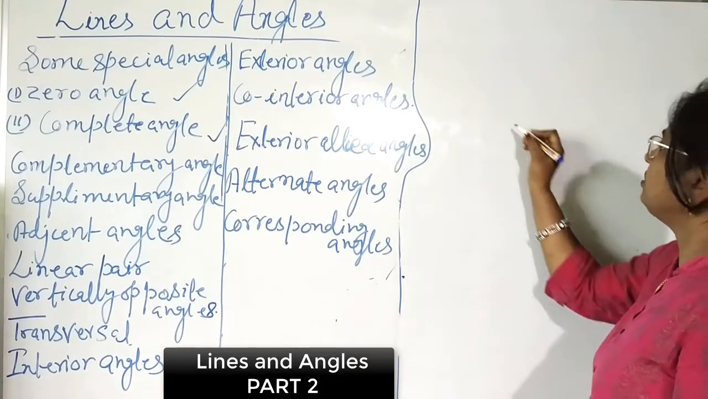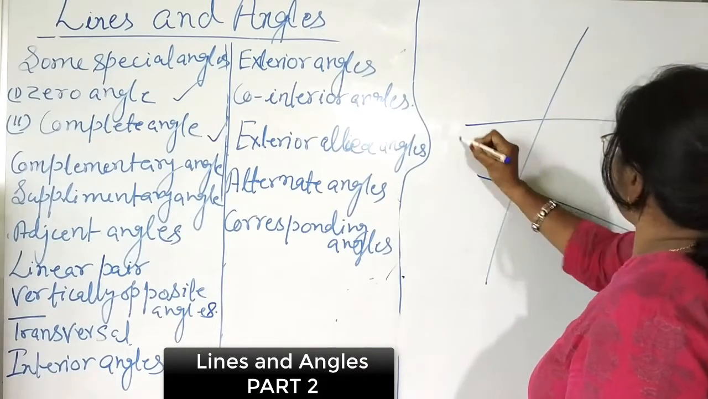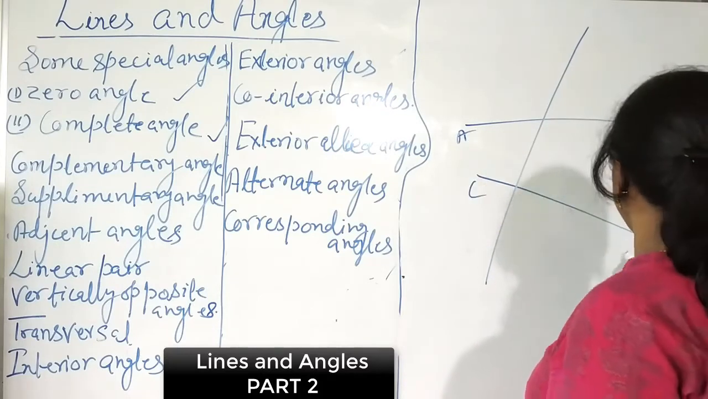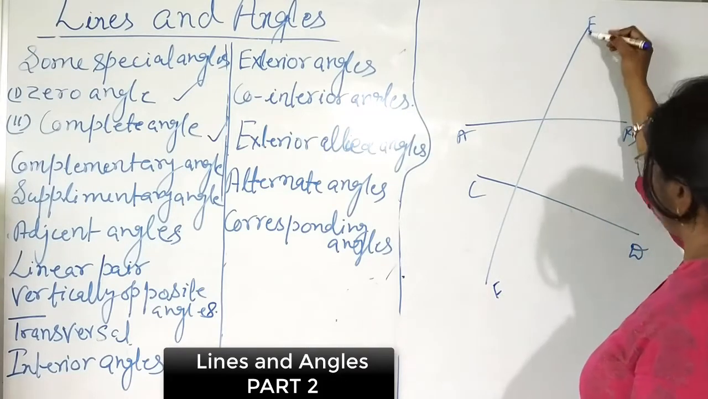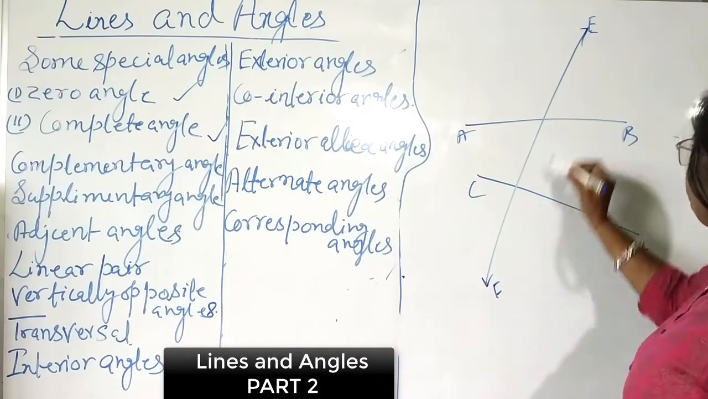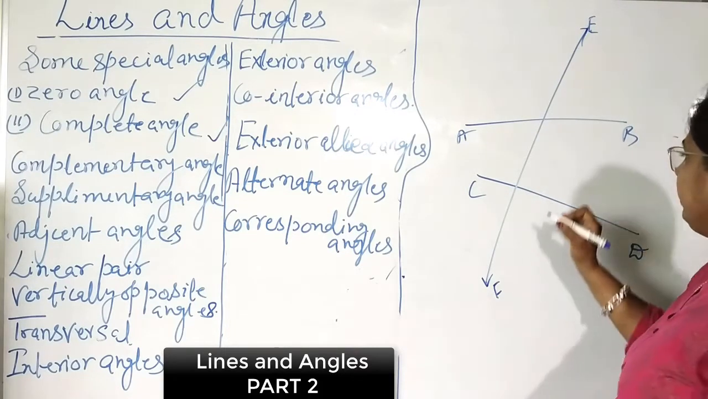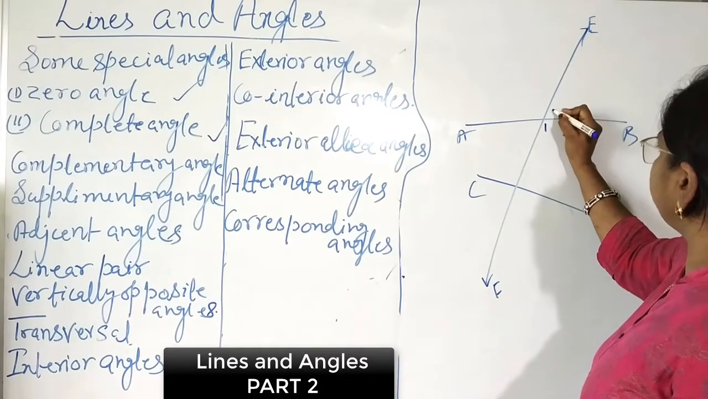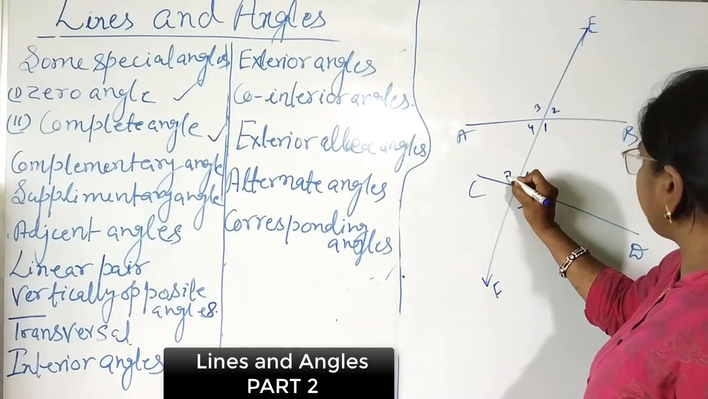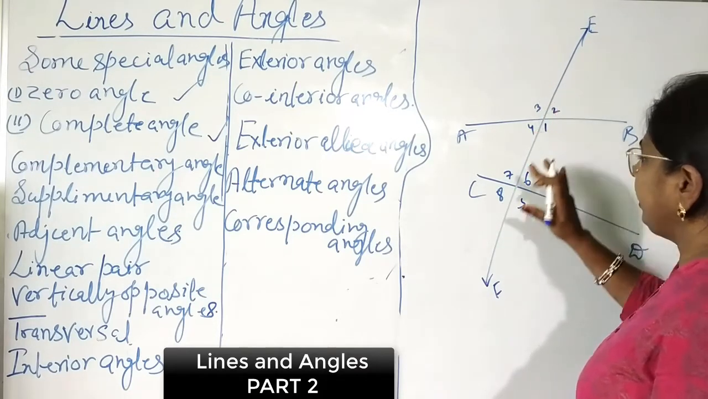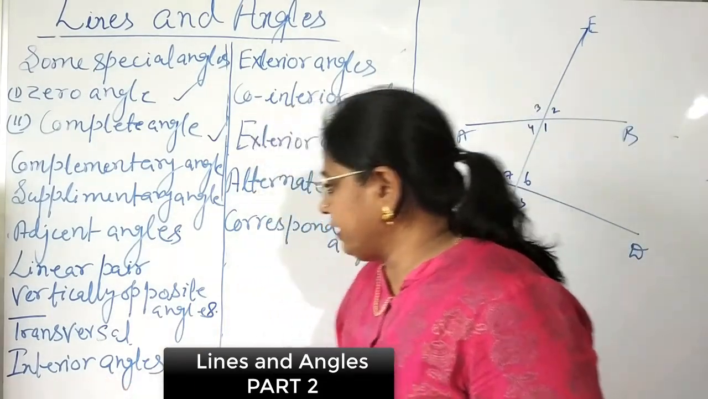Next, interior angles. Suppose a transversal line EF intersects two lines AB and CD. Then how many angles are there? 1, 2, 3, 4, 5, 6, 7, 8. It means 4 and 4, 8 angles are there. Then our topic is interior angles.